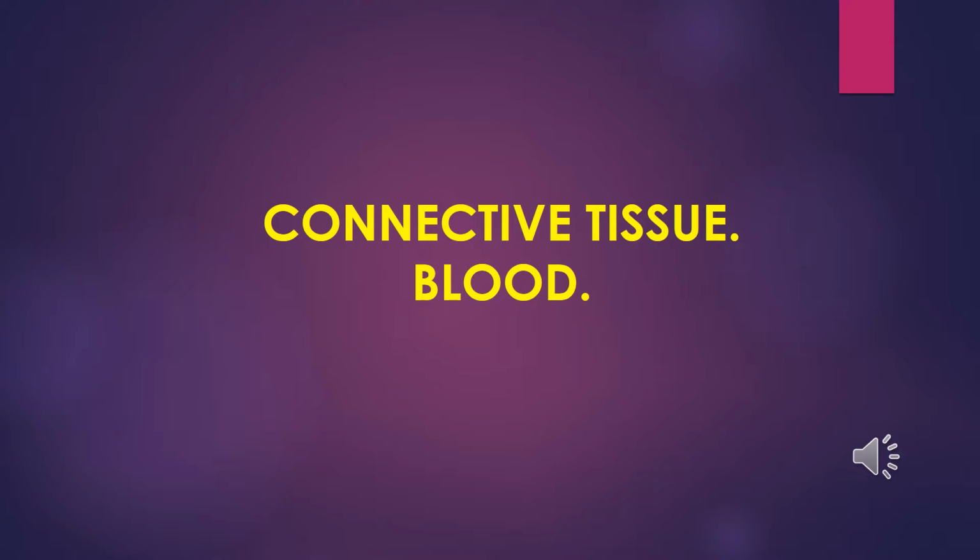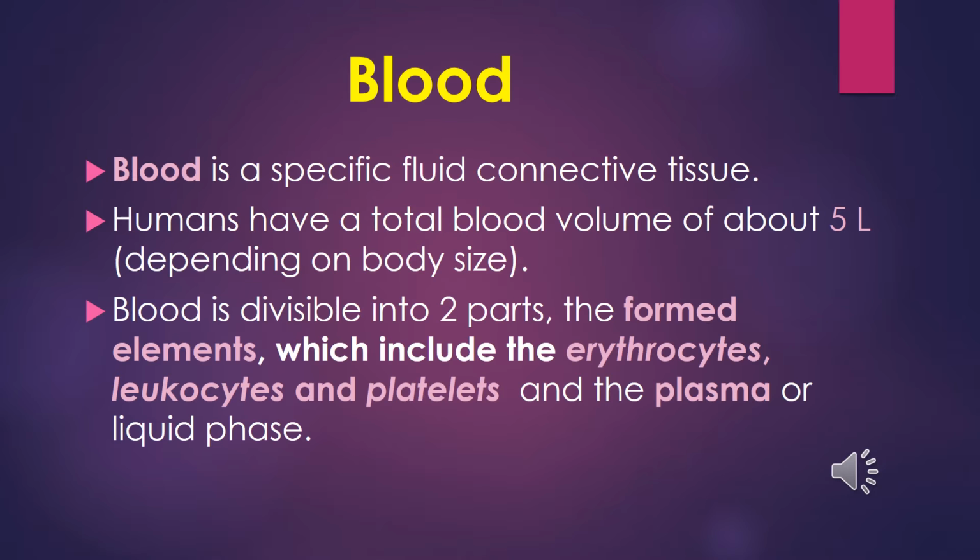It's a type of connective tissue, and blood includes a large amount of extracellular substance with the name plasma of blood. In a human, the total blood volume is near 5 liters if we have 75 kg of weight. Blood includes two main parts: formed elements, which include the erythrocytes, leukocytes, and platelets, and plasma, or liquid phase.